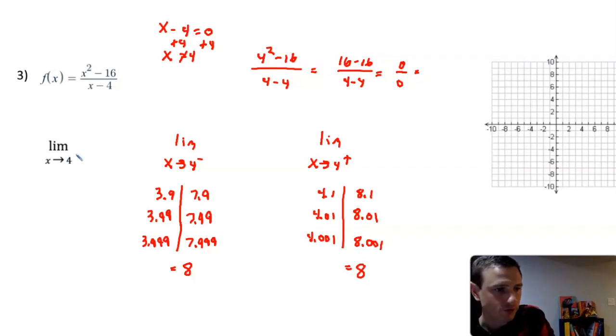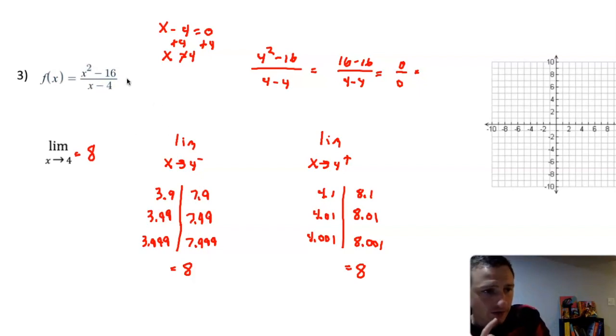So when asked the question, as x approaches 4 from the left, it's equal to 8. From the right, it's equal to 8. Therefore, as x approaches 4, it is equal to 8. So that's the long-winded approach, not doing anything other than evaluating numerically, plugging in values from the right, plugging in values from the left, and seeing what happens.